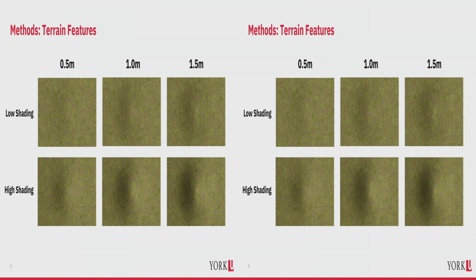So here's some examples of our terrain features. So I have the low shading across the top row, high shading along the bottom row, and this is a range of feature heights. So it goes from 0.5 meters up to 1.5 meters. The one thing I want you to notice is that as the feature height increases, so does the intensity of that shading. So the task was to discriminate whether this terrain feature was a mound or a dip, and we conducted this study and the subsequent studies using a MetaQuest 2 head-mounted display.